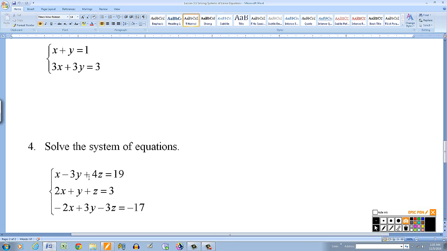Now, I did the first one by substitution and by elimination. Usually if you have the variables all on one side, the convenient way to solve it is by elimination. Okay, so that's what I've been using in these.